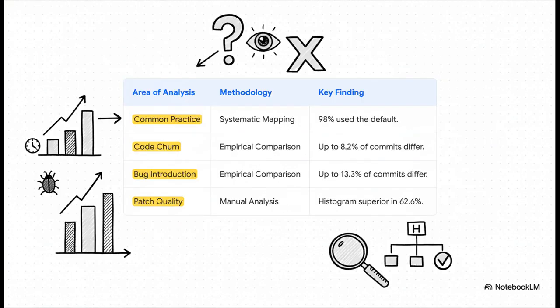This table really just summarizes the whole journey perfectly. You can see how they did it. First, they identified this massive field-wide blind spot. Then they proved it had a real quantitative impact on key metrics like code churn and bug introduction. And finally, through that manual analysis, they proved the histogram algorithm wasn't just different, it was flat out superior. It's just such a rigorous and compelling case from start to finish.